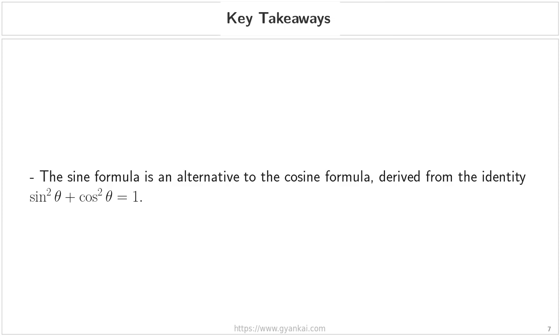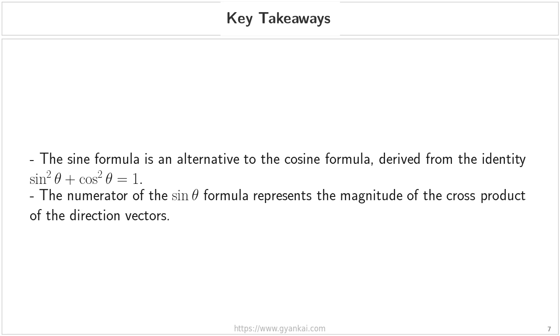Key takeaways. First, remember that the sine formula we've just explored isn't a brand new concept, but rather an alternative to the cosine formula we studied previously. It is directly derived from the fundamental trigonometric identity, where sine squared theta plus cosine squared theta equals 1. This means if you already know the cosine, you can always find the sine.